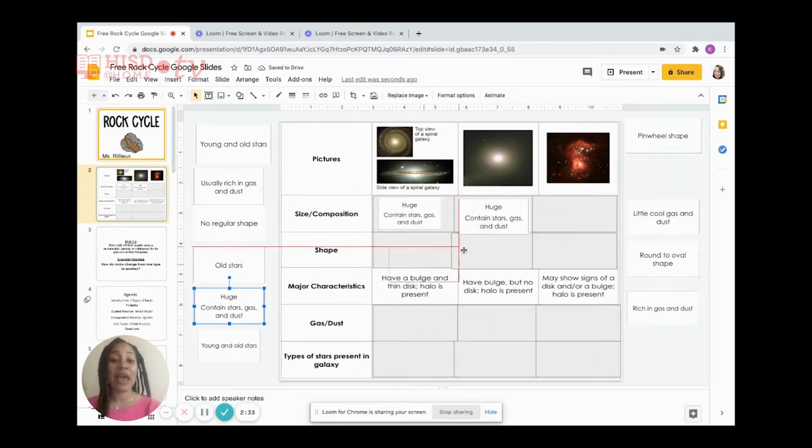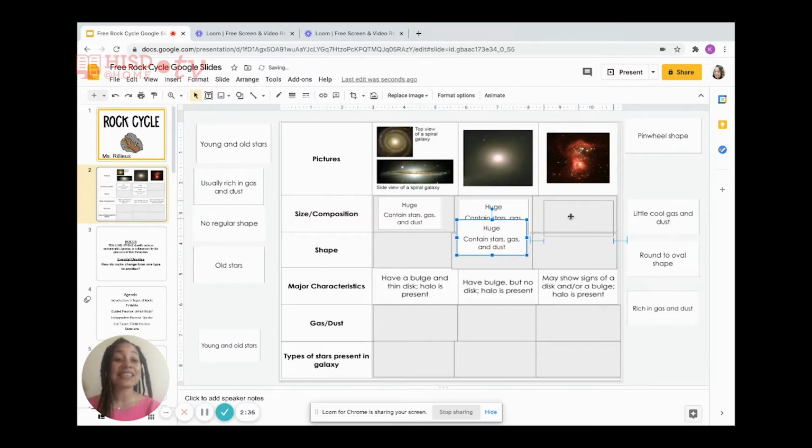So now that we have identified correctly the size and composition of each galaxy, what about the shape? And we can tell from the three pictures that they have different shapes. Although they're all huge and they all are composed of billions of stars, they do look different. So let's start with our spiral galaxy. Can anyone tell me, what do we see or what can you describe about a spiral galaxy? Yes, a spiral galaxy has little arms kind of coming out of it. And so what we like to call that shape is a pinwheel shape.